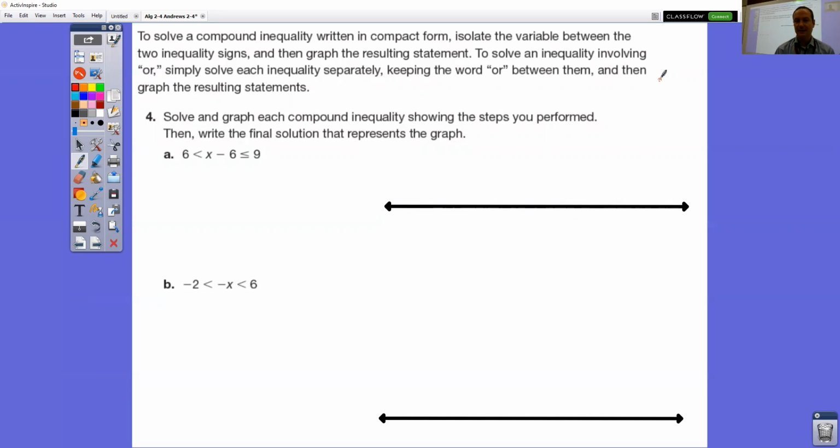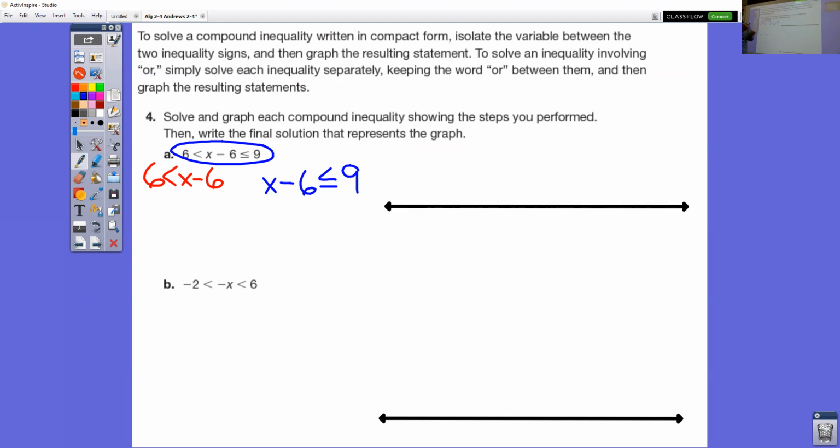The weird thing about solving these inequalities is that when it's an "and" statement, like the one on your screen, you are solving two inequalities at the same time. The goal when you're solving any inequality is to get the letter all by itself. There are really two inequalities here. We really have 6 is less than x minus 6, but then we also have x minus 6 is less than or equal to 9. So we smush these two inequalities together to give you this "and" statement, and we're going to be solving that at the same time.